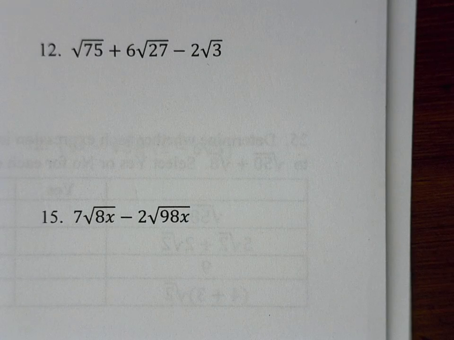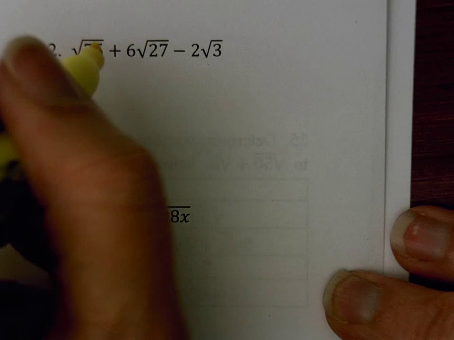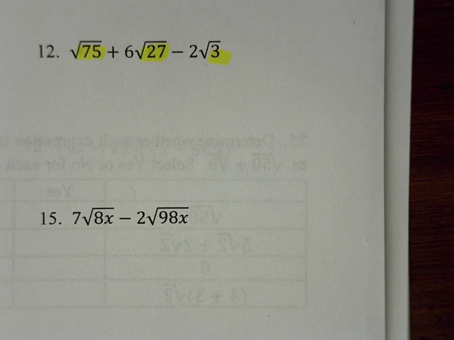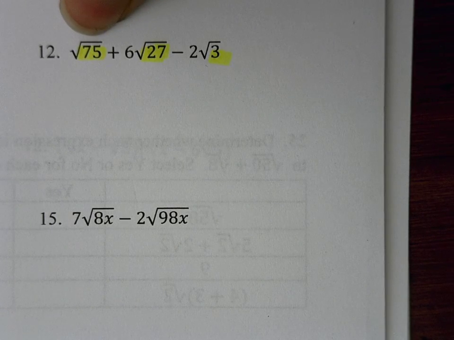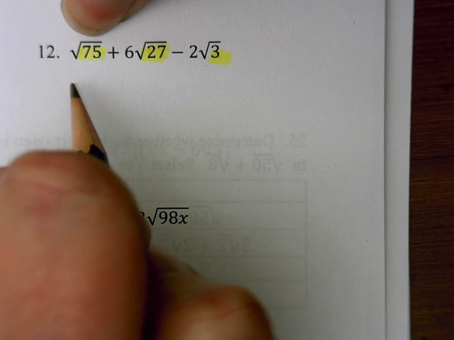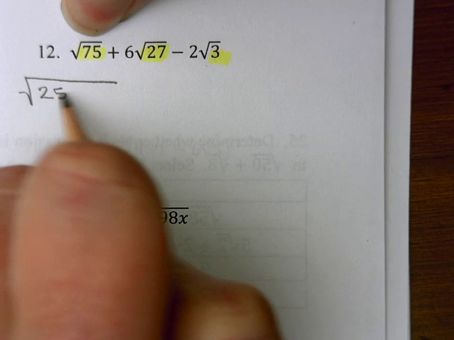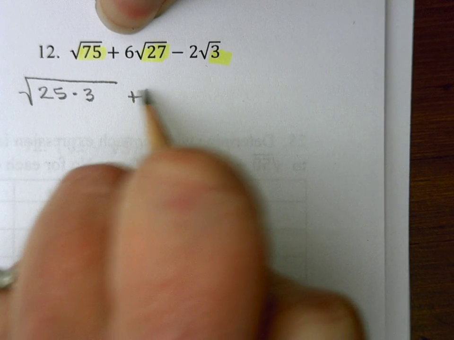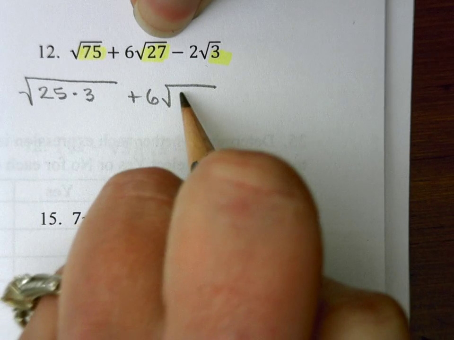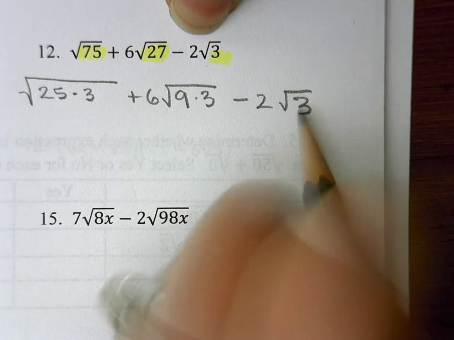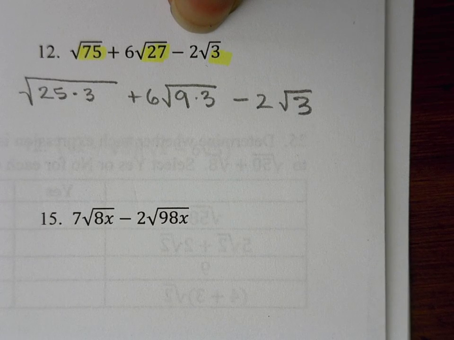So for question number 12, again, I'm adding and subtracting, so I want to look at the radicals. Those are all different, so I can't combine my radicals, so I want to go ahead and just see if I can simplify. For 75, I know factors of 75 are 25 times 3. And 27 is 9 times 3. And 3 is just 1 times 3, so I'm just going to leave it as 3.